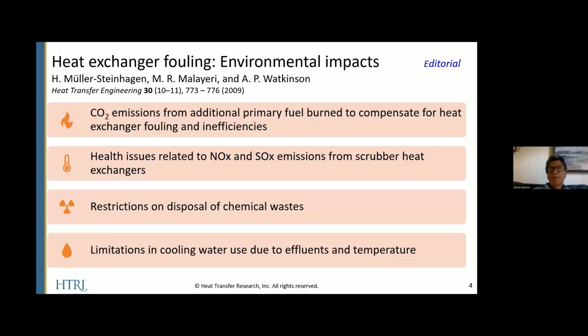Besides the environmental aspect caused by carbon dioxide and other greenhouse gases, there are issues and concerns of eliminating chemical waste from chemical or mechanical cleaning of the heat exchangers. There are limitations in cooling water use due to the effluents and temperatures involved in the discharge into fluid volumes. And then, of course, there's always a concern with the release of other gases besides carbon dioxide, such as nitrous and sulfur dioxide in the presentation within scrubbers.